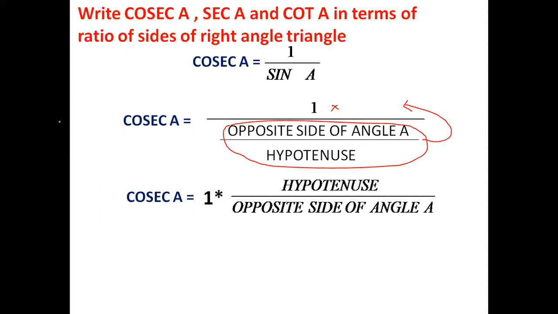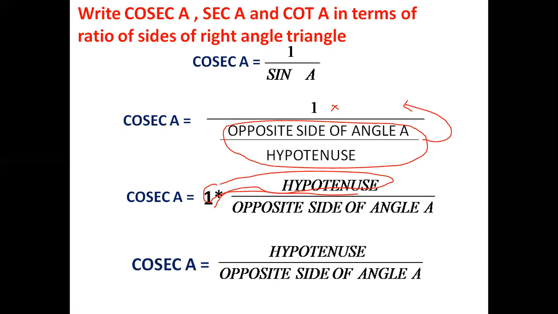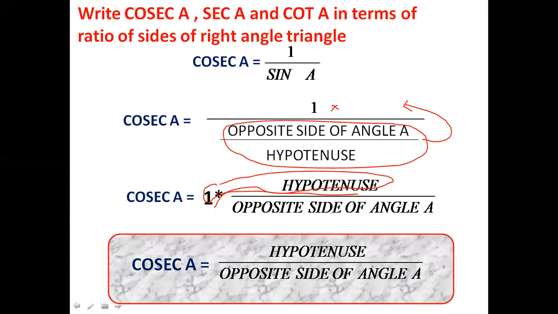So 1 into hypotenuse is equal to hypotenuse. So cosec A is equal to hypotenuse by opposite side of angle A. So cosec A is the ratio of hypotenuse and opposite side of angle A. This you have to remember as a formula: cosec A is equal to hypotenuse by opposite side of angle A.